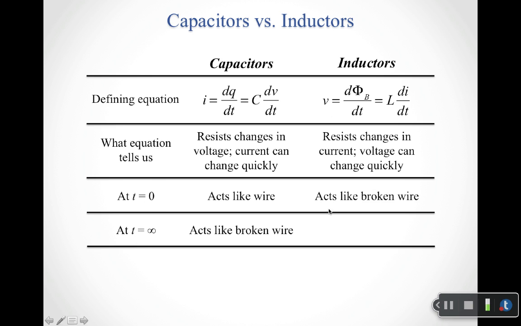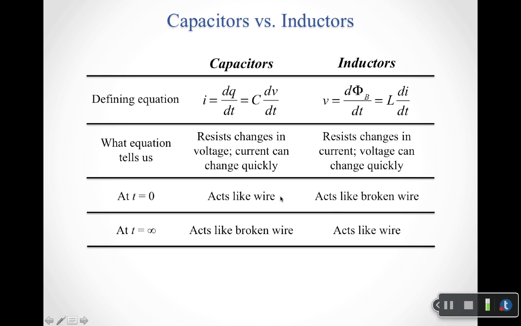Again, thinking about behavior at t equals 0 and behavior as t approaches infinity, at t equals 0, an inductor acts like a broken wire. Really it's going to act like a battery that's generating a back EMF that will keep the current from changing within the branch of the inductor. So it's going to act like a broken wire. And then as t approaches infinity, your inductor no longer has a back EMF, and so it just acts like a wire.